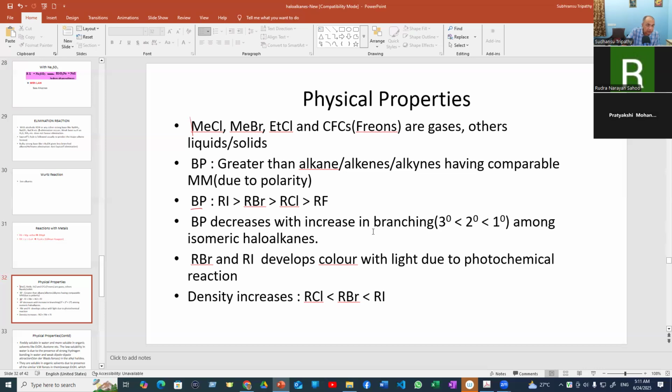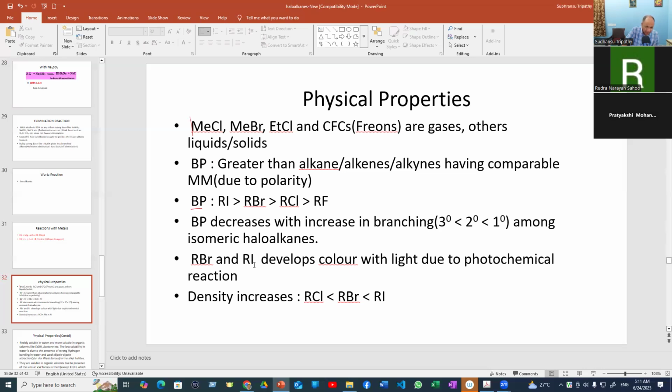Boiling point decreases with increase in branching. That is the case with every kind of homologous series. When there is more branching, the area of contact will be less, so the van der Waals forces will be less, and hence the boiling point will be less. 1 degree will be the highest, then 3 degree will be the lowest. If branching increases from 1 degree to 2 degree to 3 degree, then the boiling point decreases among the isomeric haloalkanes.